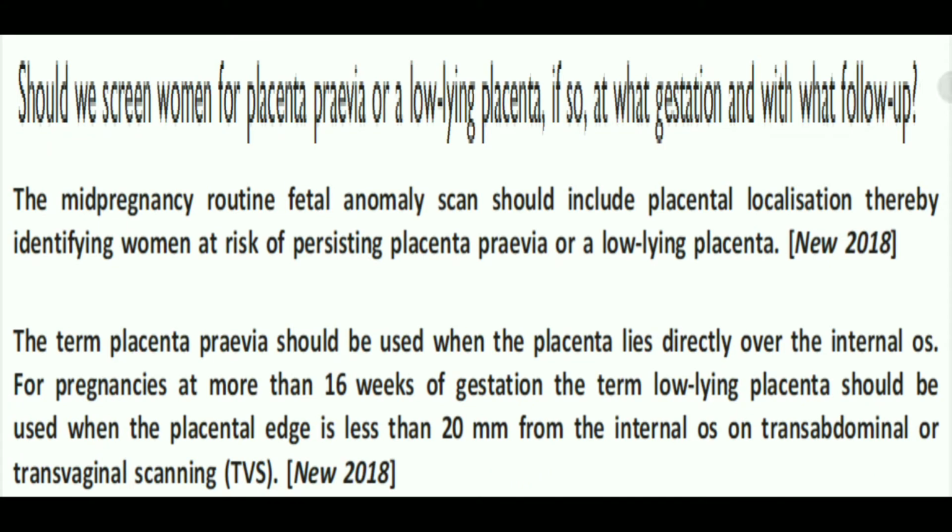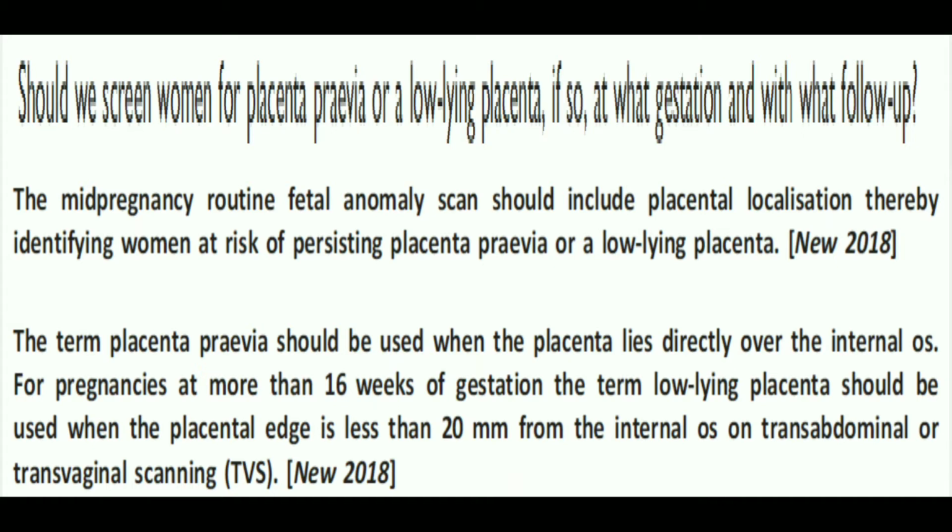Now another question arises, should we screen women for placenta previa or low-lying placenta? If so, at what gestation, with what follow-up? The answer is that we have to do the mid-pregnancy routine fetal anomaly scan. That anomaly scan will show us about placenta localization. That anomaly scan should include placenta localization, thereby identifying the woman at the risk of persisting placenta previa or low-lying placenta. Now there is a difference between placenta previa and low-lying.